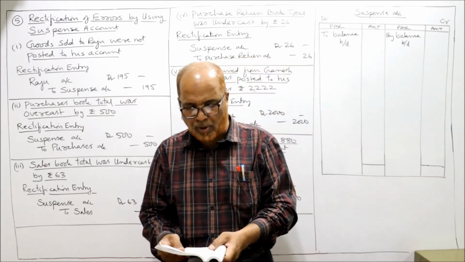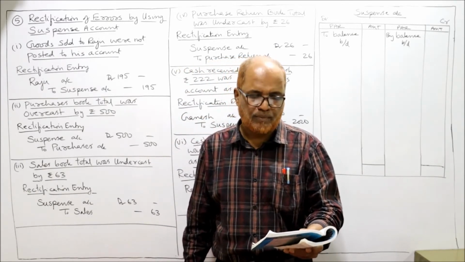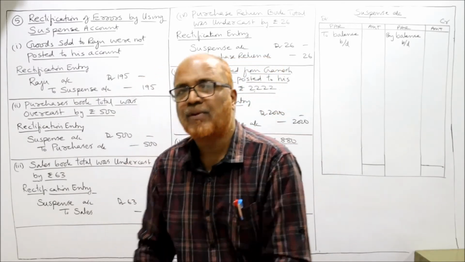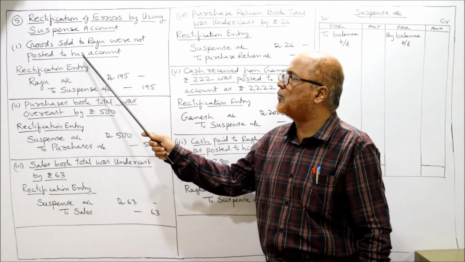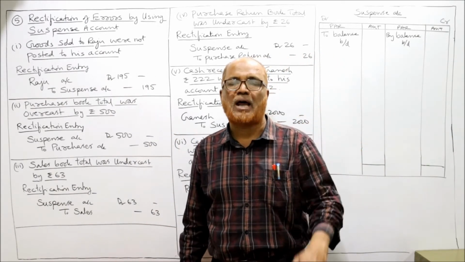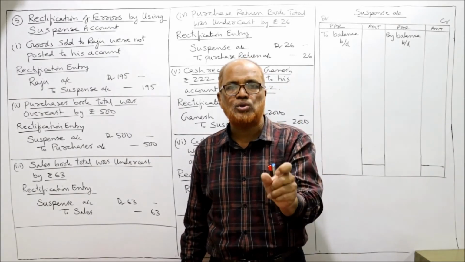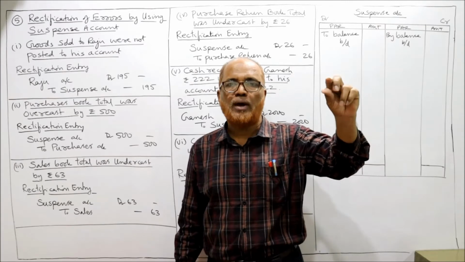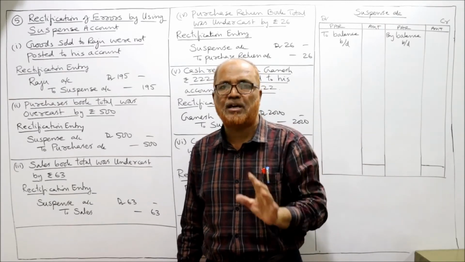So in this fifth problem, rectify the following errors by using suspense account. The first point: goods sold to Raju were not posted to his account. Now see here. Goods sold to Raju. What is the entry? Raju account debit to sales. The Raju account should have been debited and sales account should have been credited.